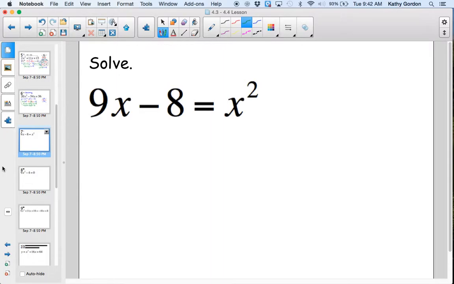Alright, Carrie, second chance. What do we do on this one? I got x equals 8 for 1. And how'd you get it? I moved the 9x and negative 8 to the side with x squared. Okay, and how do we move them? You add 8 and subtract. Good. Subtract 9x. And what's that leave me over on this side then?